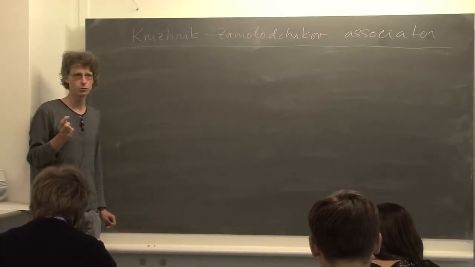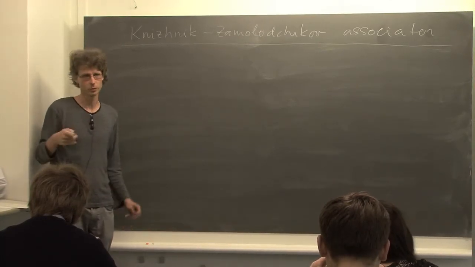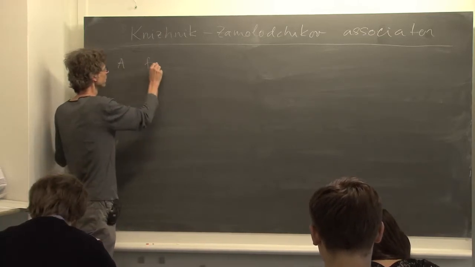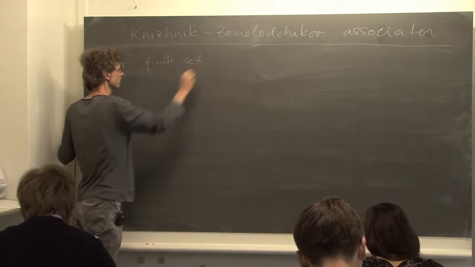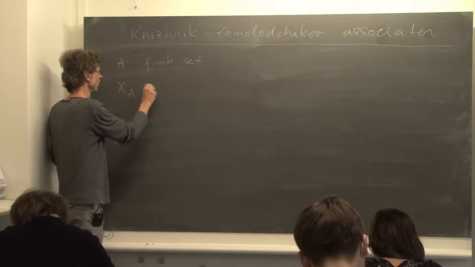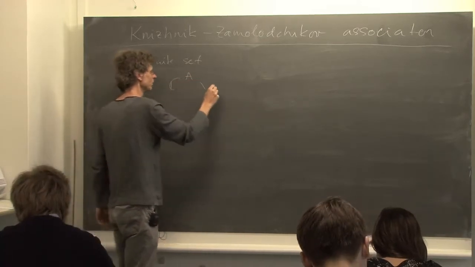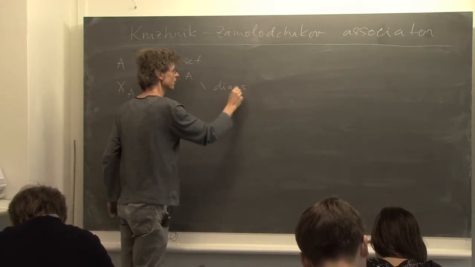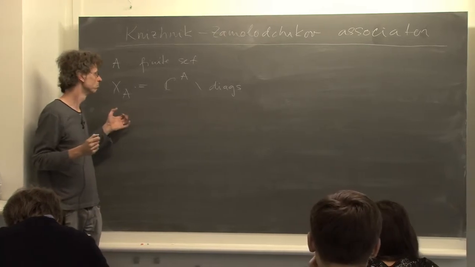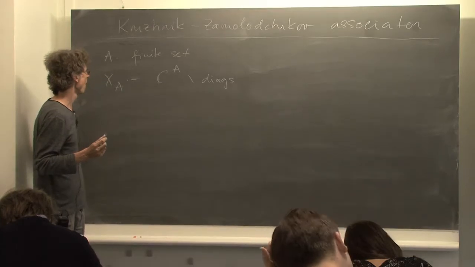So first, we're going to do something with configuration spaces of points in a plane, or in complex numbers. Say A is a finite set. Then I think the notation that I used was something like X_A, which was simply C^A minus diagonals. So just injective maps from A into C.